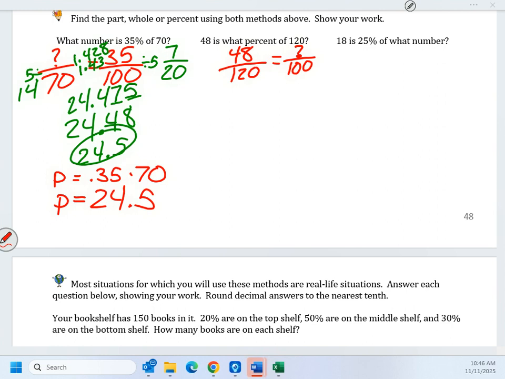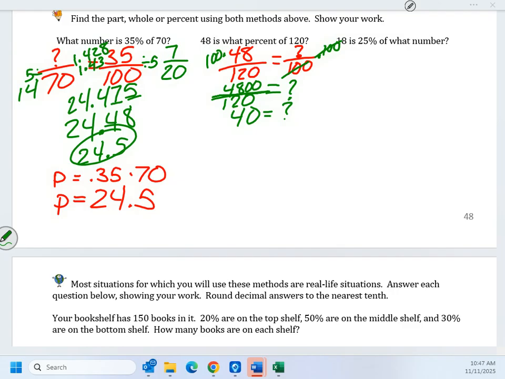So, the mathy way to solve this one, I would multiply both sides by 100, because this is dividing out 100. So we're left with just our question mark. So we've got 4,800 over 120. What is 4,800 divided by 120? Go. 40.